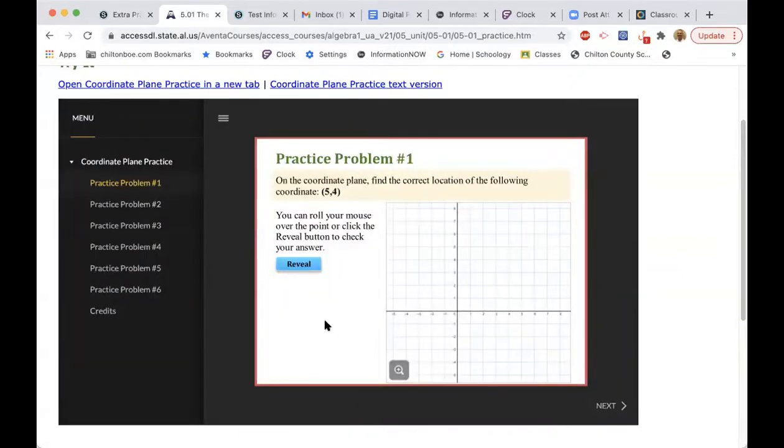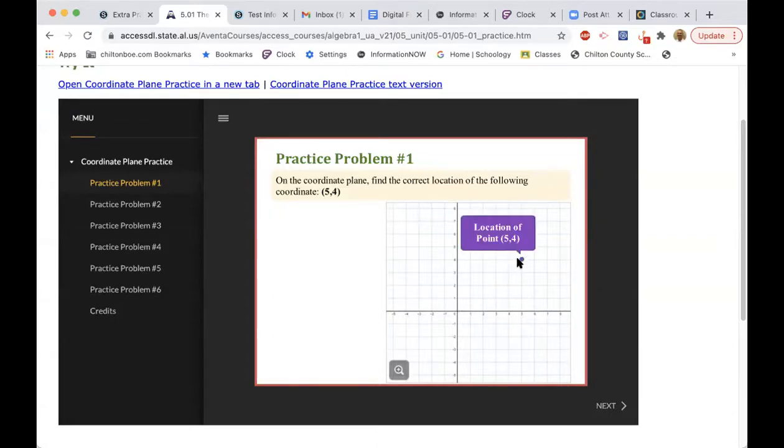So let's look at some practice problems. On a coordinate plane, find the correct location of the following: 5, 4. So I start at the origin. That's going to be 5 places to the right and 4 places up. It should be right here, 5, 4.